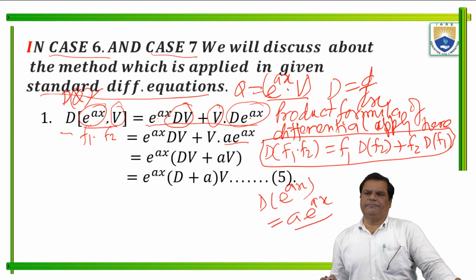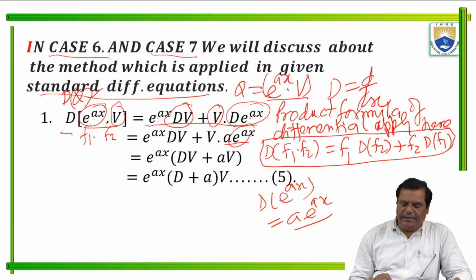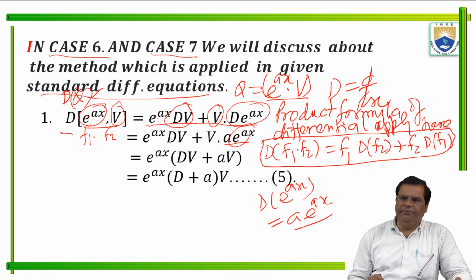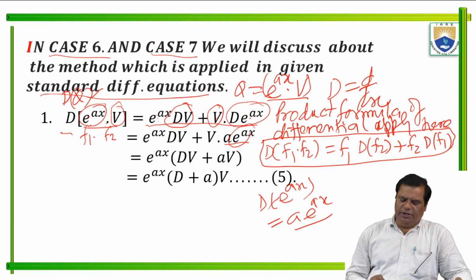This is the differentiation. We see here that e^(ax) is common, multiplied in both terms, so we take the exponential function common. Then in the bracket we get dV plus aV. a is a constant, and V is differentiated with respect to x here, so dV plus aV, taking V common on the right side.